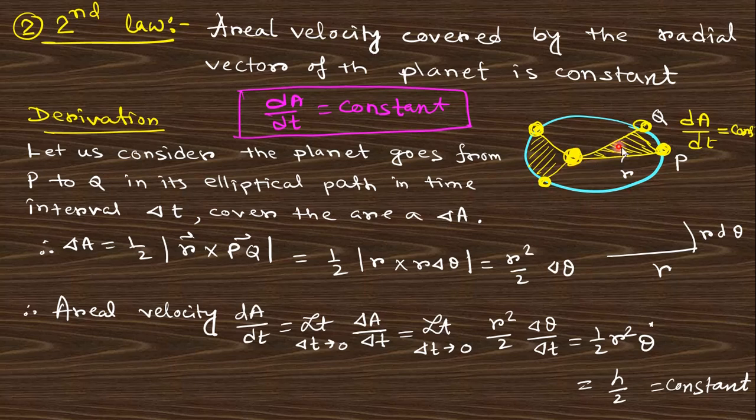follows the elliptical path, and the radius vector from the planet to the sun covers this area. This area per time is called the areal velocity. This areal velocity will be constant in this motion of the planet. When the planet moves in this elliptical path, the areal velocity will be conserved, right.